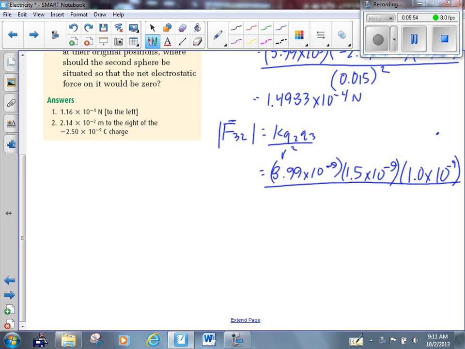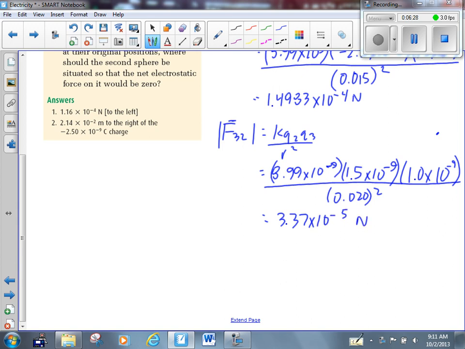For us, the negative will mean direction, not the sign of the charge, at least in the equation. That is, it'll mean direction. The distance that separates them is going to be 0.020 meters, and we have to square that, of course. What do we get when we do the math on that one? 10 to the negative 5, thank you.